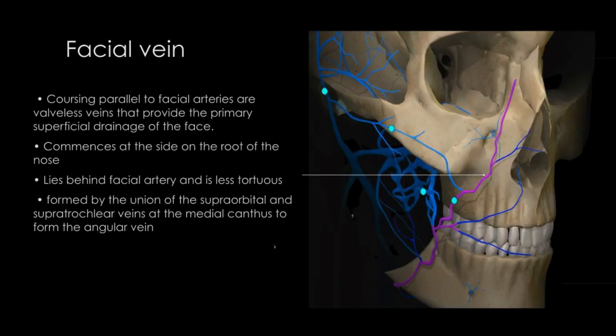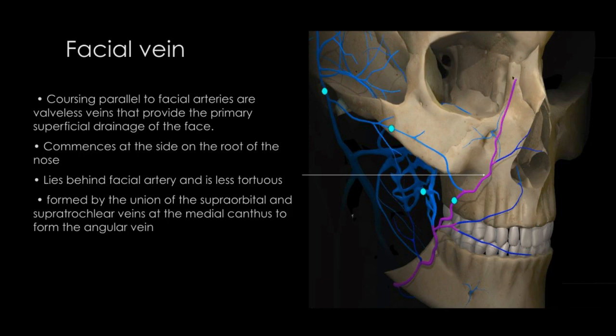Coming on to the next vein. The next vein which we are going to discuss is the facial vein. It is one of the main veins that drains the anterior part of the face. It is a superficial vein. It courses along the facial artery. The feature of this vein is that it doesn't have any valves. So, there is a chance of backflow of blood through this vein.